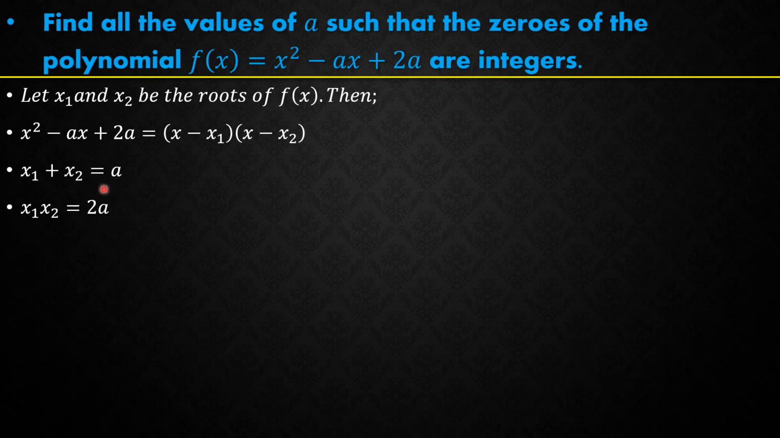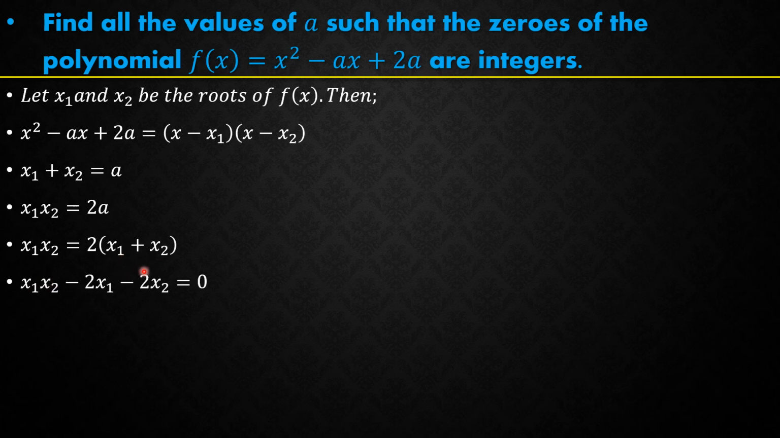Another way to think about that is that the sum of roots equals −b/a, if the quadratic equation is ax² + bx + c, and the product of roots is c/a, where our c is 2a and our a is 1. So the product of the roots is 2a, but our a is x1 + x2, the sum of the roots. So x1·x2, the product of the roots, is 2 times the sum of the roots.